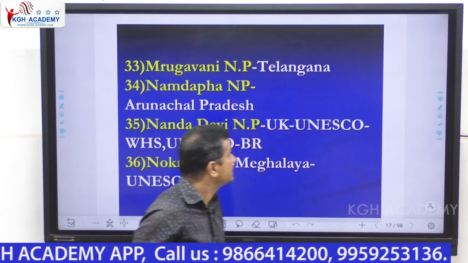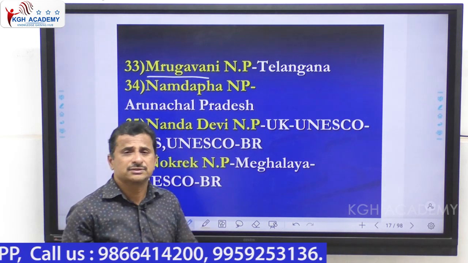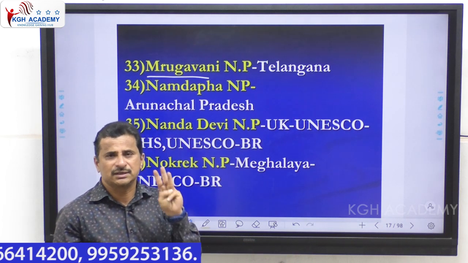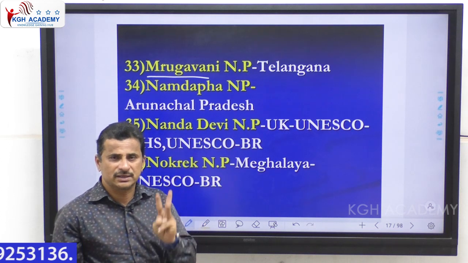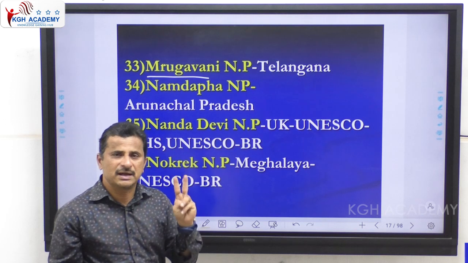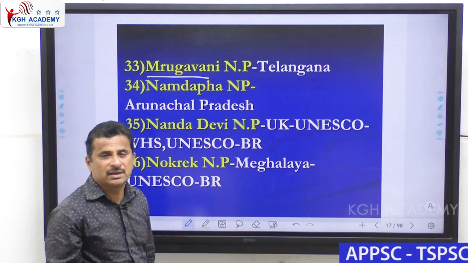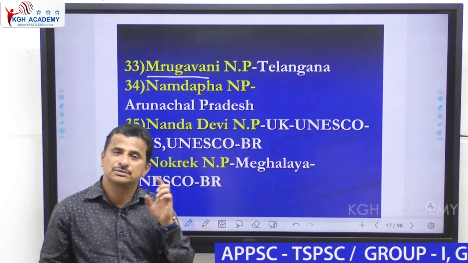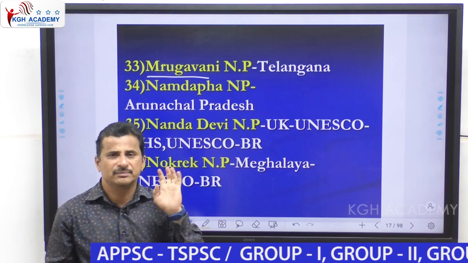And next, Mrugavani National Park, Telangana. Like these three national parks present in Telangana, at the center of Hyderabad, close to Hyderabad. What are they? KBR National Park, Mahavir Harini Vanasthali National Park and Mrugavani National Park. Like this, any national park or protected area belonging to the Telugu states, Andhra Pradesh and Telangana, is very, very important.